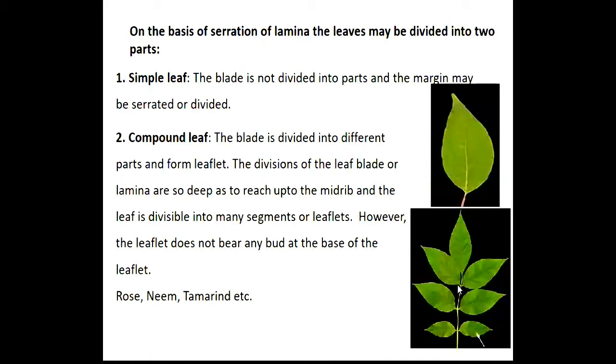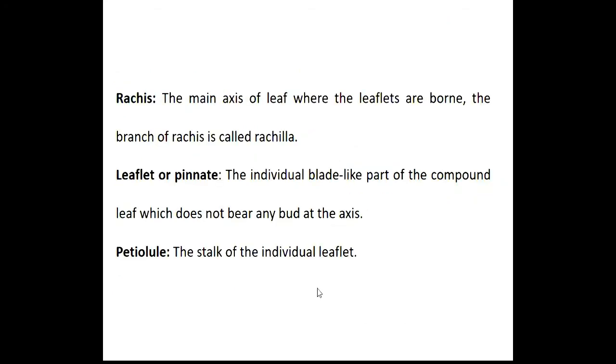We had a question earlier. So you get me? The simple leaf and the compound leaf. Yes, sir. Okay, there are some examples here. Rose leaf, neem, tamarind are examples of compound leaf. So what is the rachis? The main axis of the leaf where the leaflets are borne.